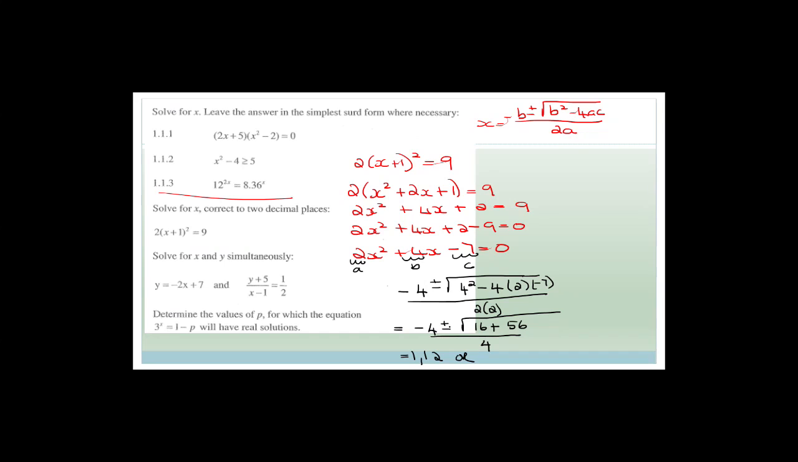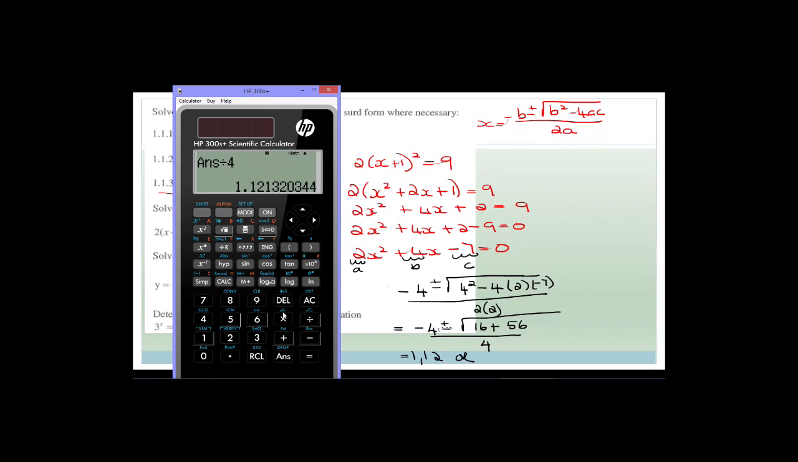So now we're going to have to use the minus. Let's go and do that as well. Let's clear this, and this time I'm going to use the fraction buttons just so that you get used to seeing it. So we've got minus 4 minus the square root of 16 plus 56, all over 4.